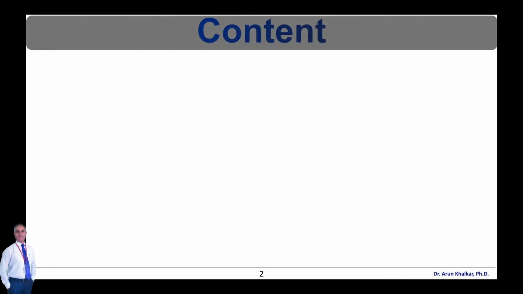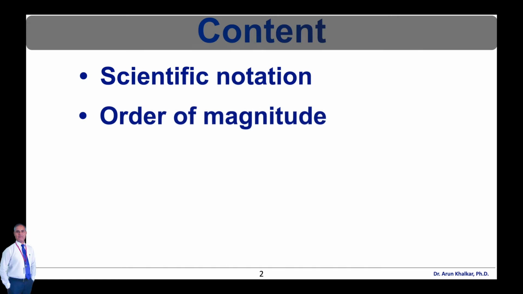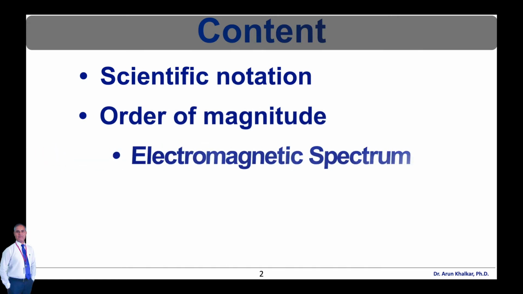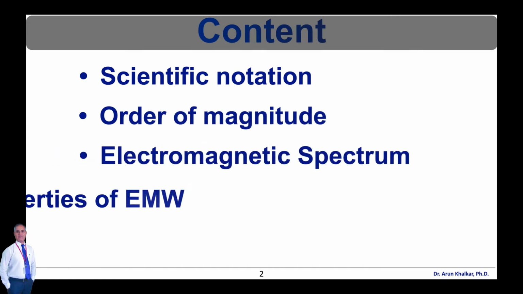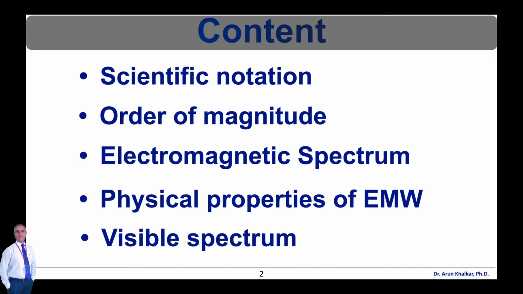The content of this lecture video is as follows. First of all, we will discuss scientific notation, then order of magnitude, followed by the electromagnetic spectrum and physical properties of electromagnetic waves. Finally, we will discuss the visible spectrum.